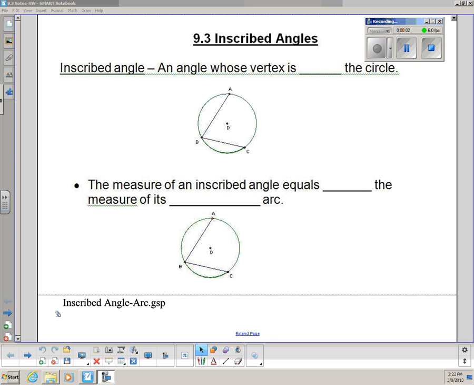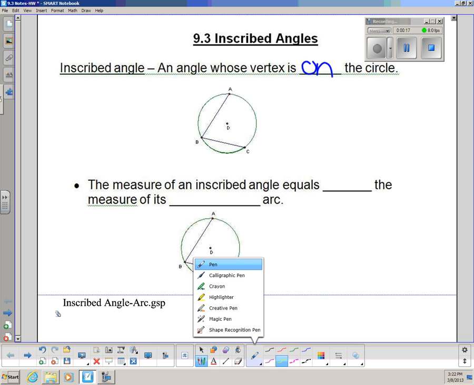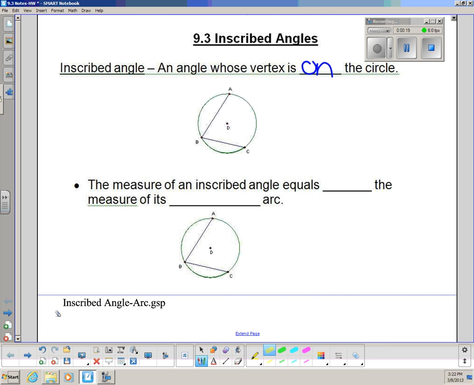All right, so for today's lesson, what we're going to do is talk about inscribed angles. Basically, an inscribed angle is an angle whose vertex happens to be on the circle. We talked about central angles the other day, and those vertices were actually the center of the circle. Now for an inscribed angle, the vertex B is on the circle, as are the endpoints of the angle. So angle ABC happens to be an inscribed angle.